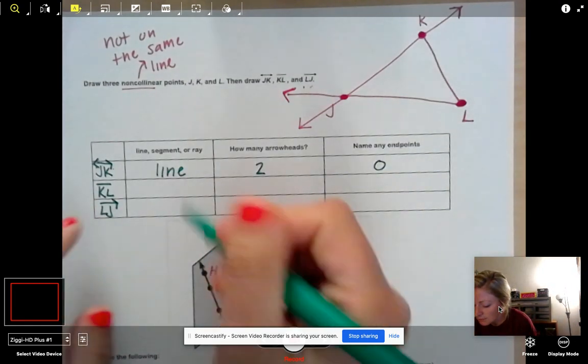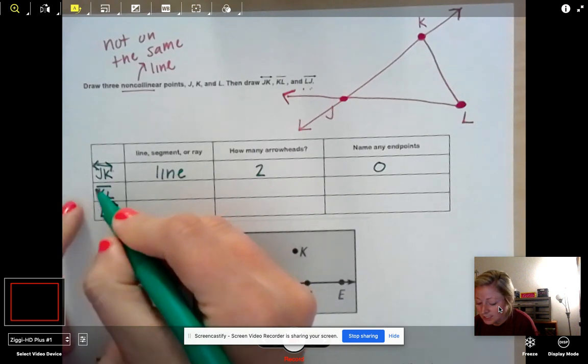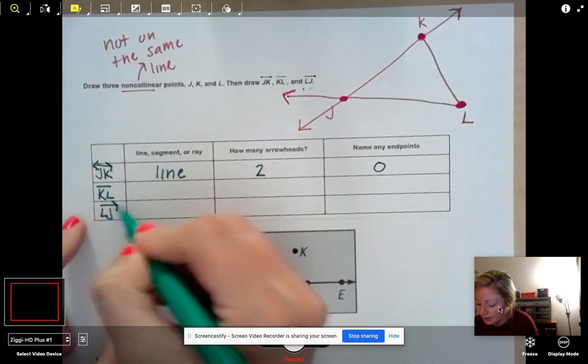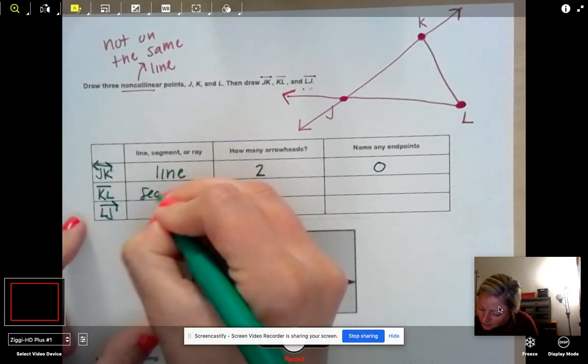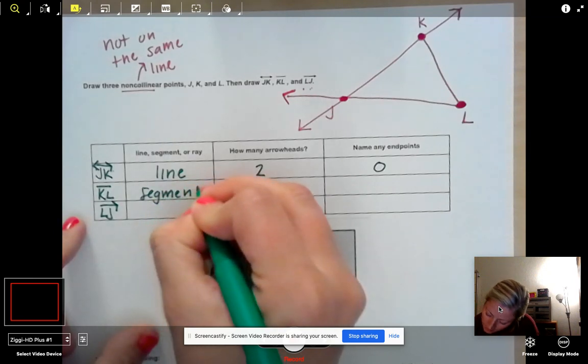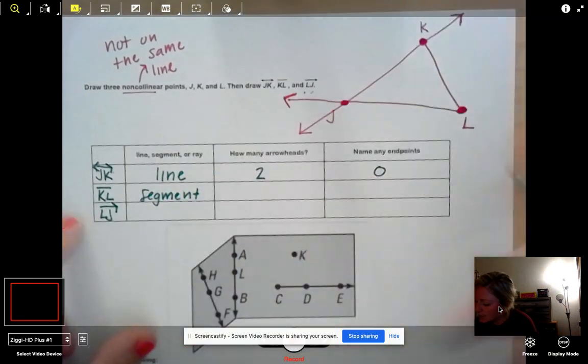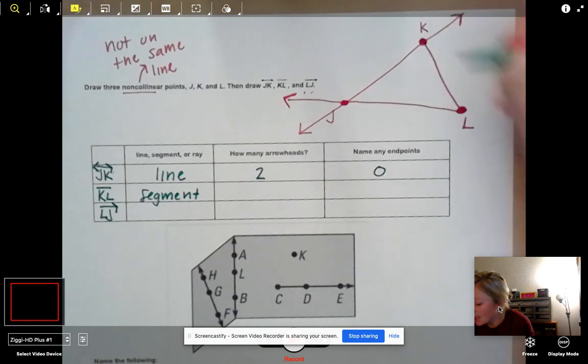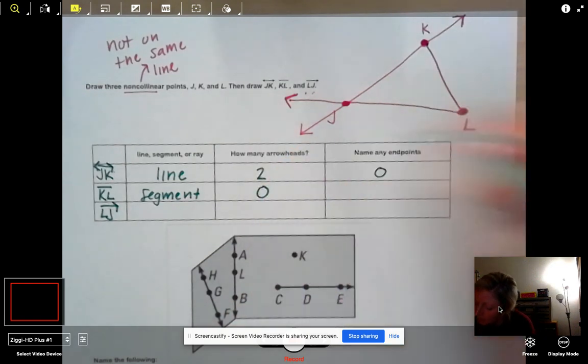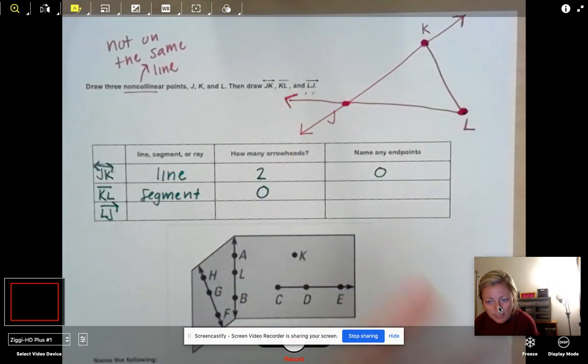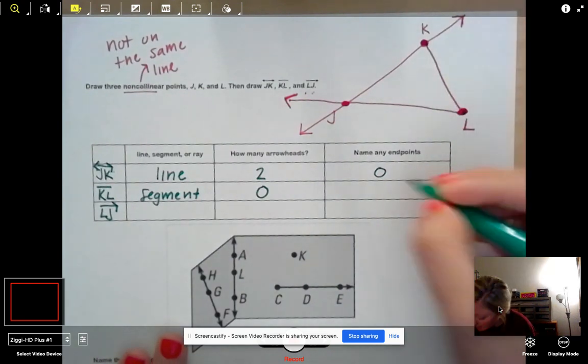Okay, now to our next one. So since there's a segment bar above KL, I know it's a segment. How many arrowheads? Well, look, I start at K, I end at L. Does it go on for forever in either way? Nope. So we have 0 arrowheads. How many endpoints? 2, right? A start and a stop.